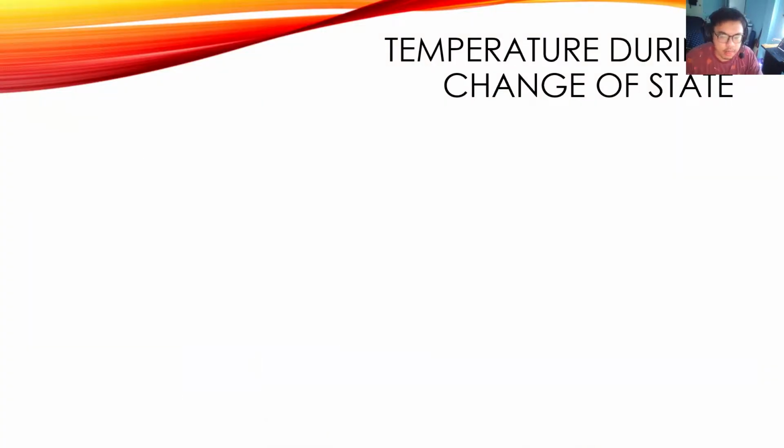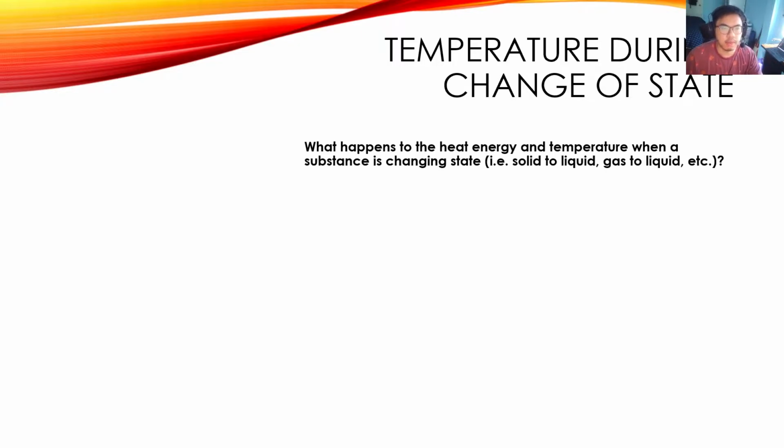Before we can talk about melting, let's just generally talk about what happens to the temperature of a substance when a substance is undergoing a change in state. Or in other words, when they are going from solid to liquid or liquid to gas or vice versa. So what happens to the heat energy and temperature when a substance is changing state? Let's take, for example, ice at minus 10 degrees Celsius. So this is ice. This is the solid state of water.